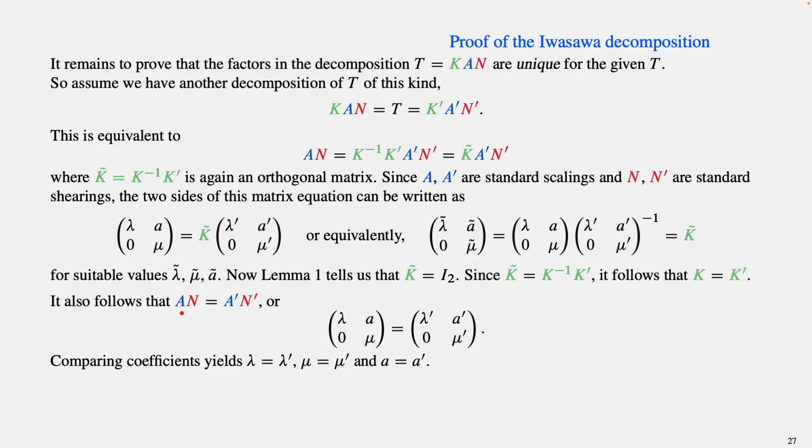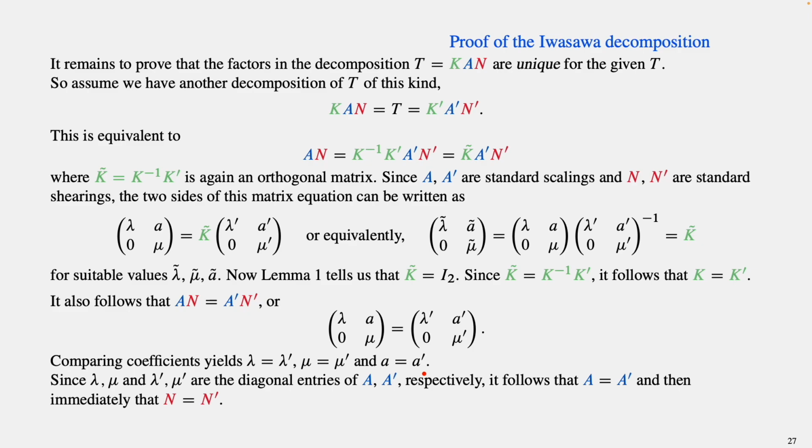But it also follows then that AN and A prime N prime are identical. Why is that? That simply follows from this equation here, because we found that K tilde is the identity, so we can leave this out here. So then we get immediately AN equal to A prime N prime. And then just by comparing coefficients, we find that lambda equals lambda prime, mu equals mu prime, and A equals A prime. And the lambdas are the diagonal entries of A and A prime respectively. So we immediately find that A equals A prime. And then we can cancel out A on both sides and we directly find that N also equals N prime.